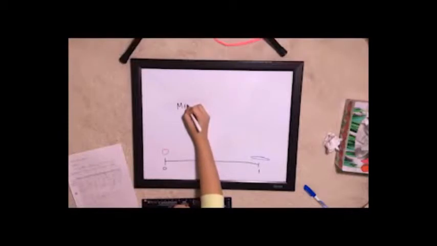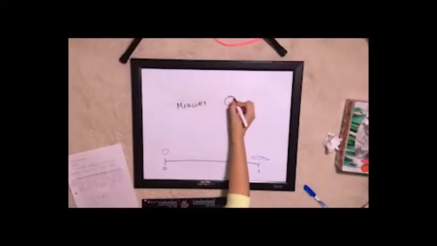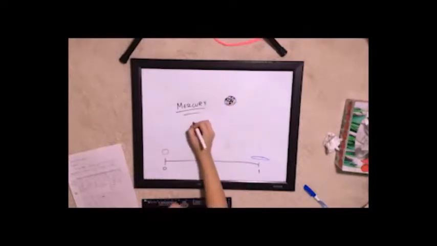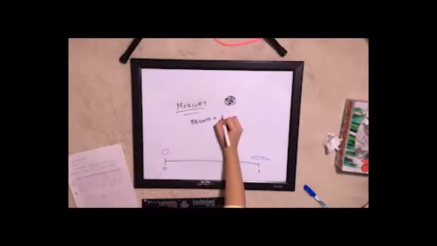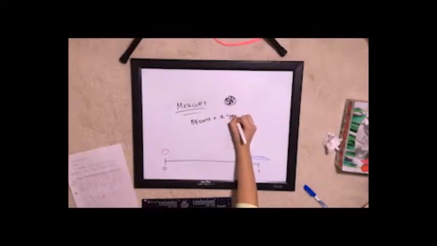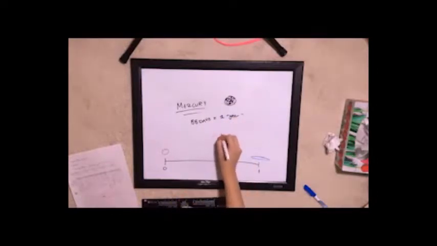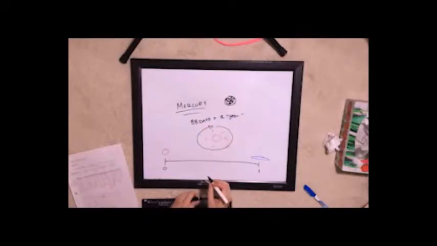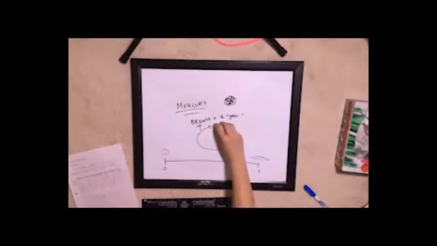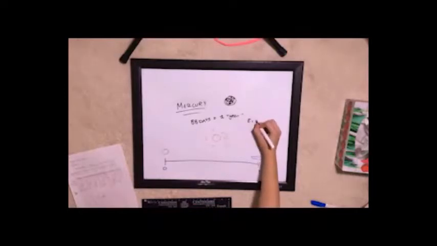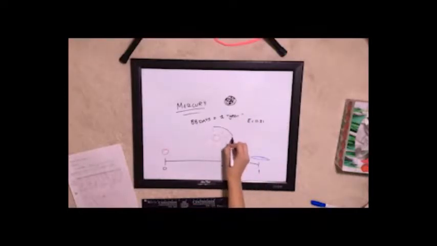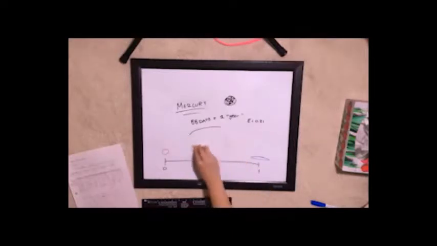Our first planet is Mercury, and it has a lot of craters. Its orbital period is 88 days. That means it takes 88 days to get around the Sun once. You could also call this 1 year around the Sun for Mercury. And its eccentricity is 0.21, making it the most eccentric planet in the solar system.